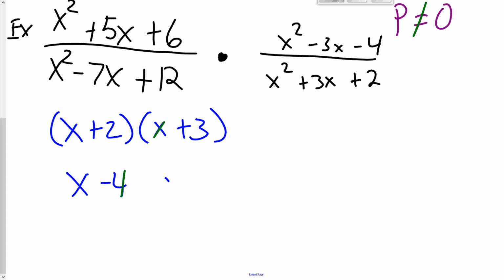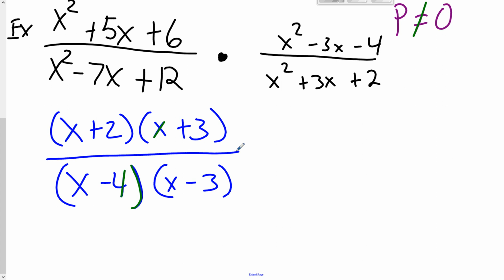Negative 4 and a negative 3? Because negative 4 times negative 3, right? Whenever it's just plain x squared, all you have to do is look at the last number and say, okay, what times what is the last, but adds up to the middle.